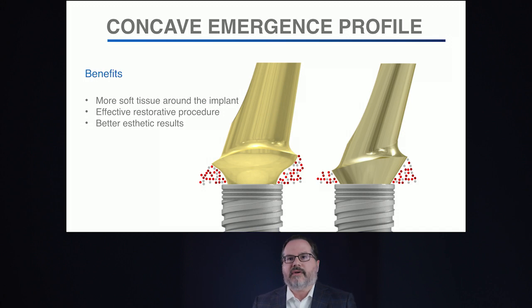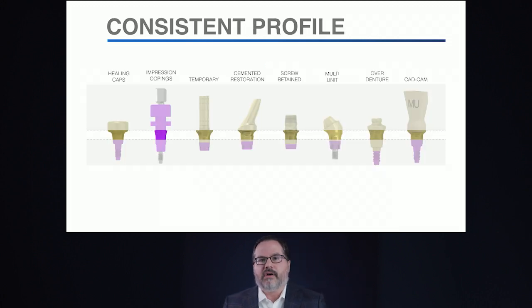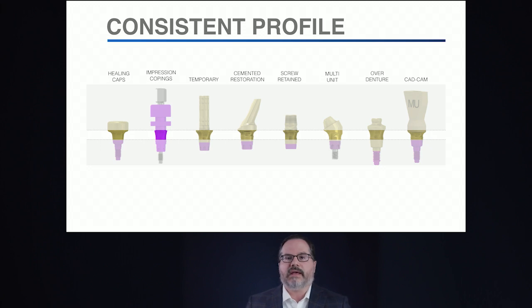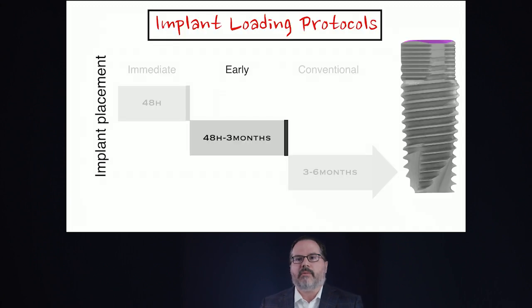We also like to have a concave emergence profile for our abutments that would help get extra soft tissue in the area and extra volume for the support of the bone in this area. Having an implant system that has a consistent profile all the way from the healing cap through every restorative material that we would use for this really is advantageous and gets a predictability from the moment we place our healing cap. So now we're going to talk about implants that we don't want to immediately load.